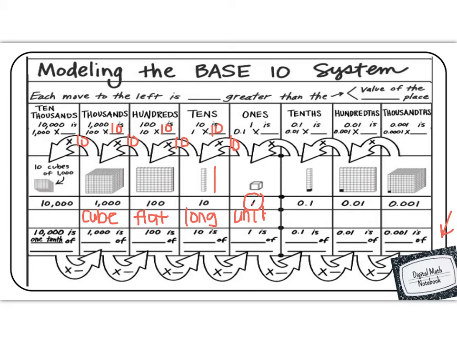And then if we keep going on, we multiply again by 10. 1,000 times 10 is 10,000. And we would call this a 10 cube because it is made of 10 cubes.